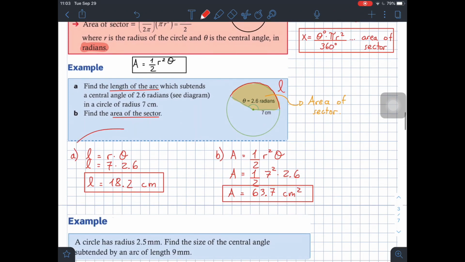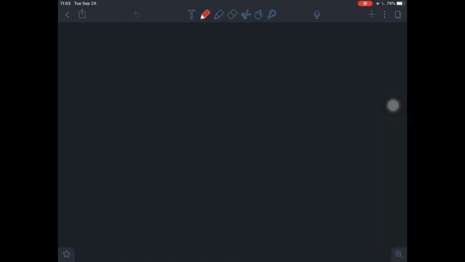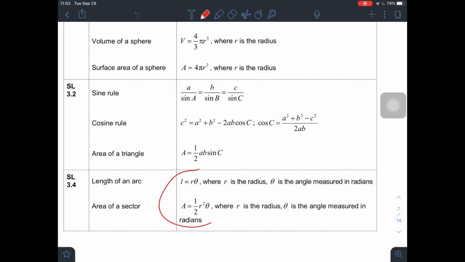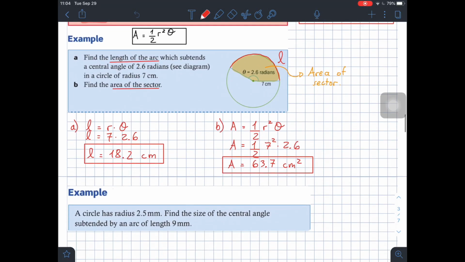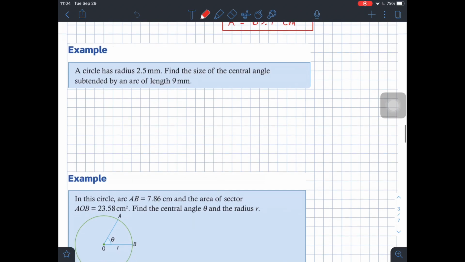We have solved a basic example in order to apply these formulas, which, if you remember, are available in the formula booklet. You see that in the formula booklet, it says theta is the angle measured in radians. And same thing here. Theta is the angle measured in radians. So that's something you need to remember when applying this formula. Okay, so for today, we're going to see 3 more examples to see how these concepts apply.